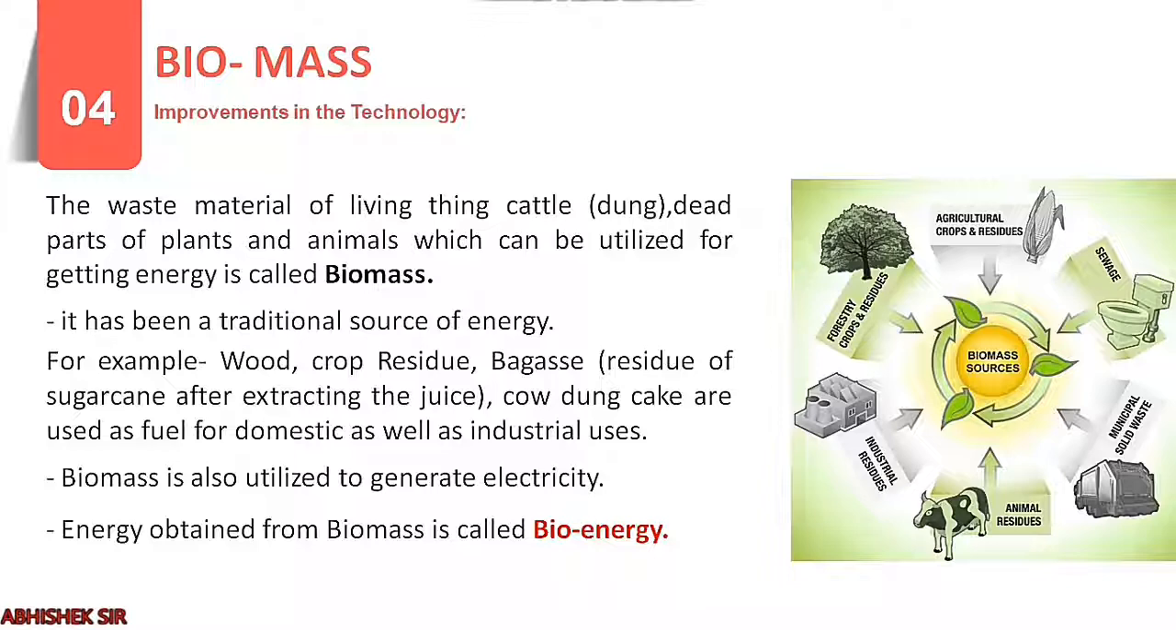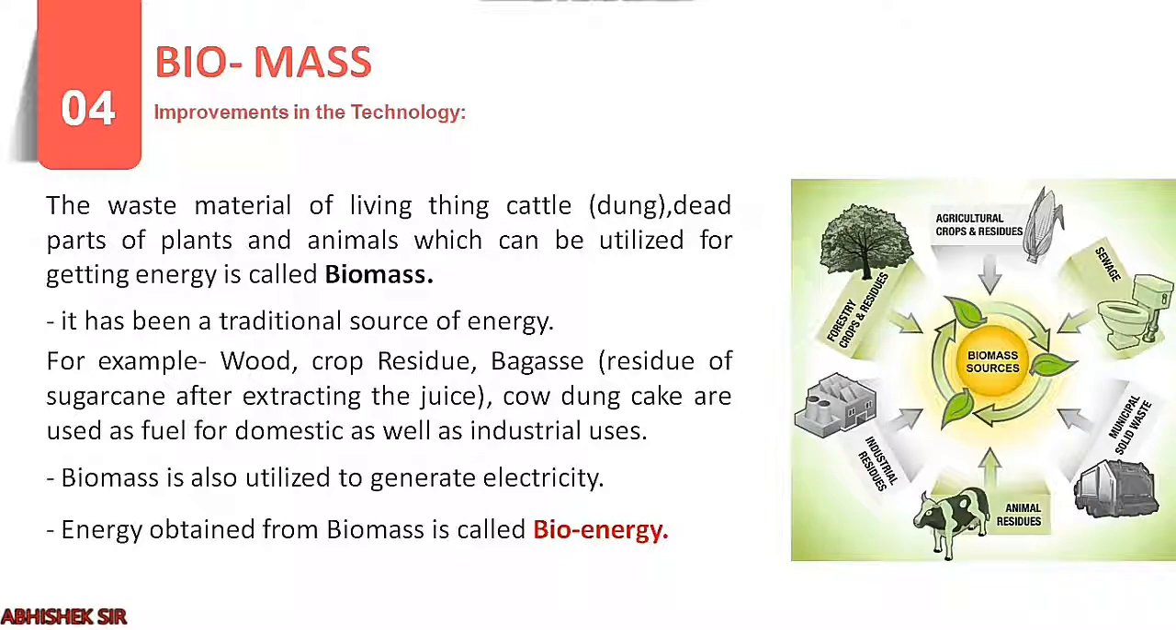So, it is a traditional source of energy. For example, wood, crop residue, bagasse, the residue of sugarcane after extracting the juice, very interesting. Cow dung cakes are used for fuel for domestic as well as industrial uses. Bagasse is also used to produce alcohol. Okay, so it is not a waste. After extracting the juice, it can be utilized properly. Biomass can also be utilized to generate electricity. In further topics, we will see an example of a biogas plant, which is utilized to get electricity as well.